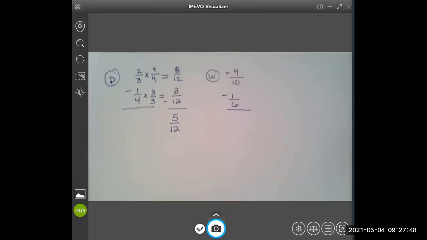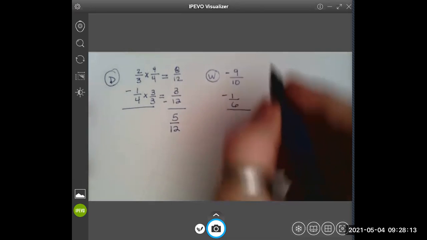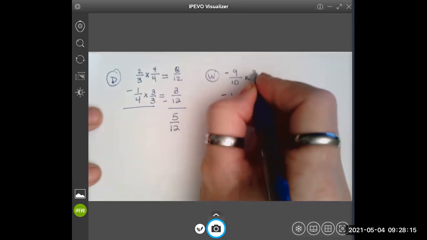So what you do is you do this little trick. You go 10 times 1. Can 6 go in evenly? No. 10 times 2, can 6 go in evenly? No. 10 times 3, can 6 go in evenly? Yes, so 10 times 3 is our target.